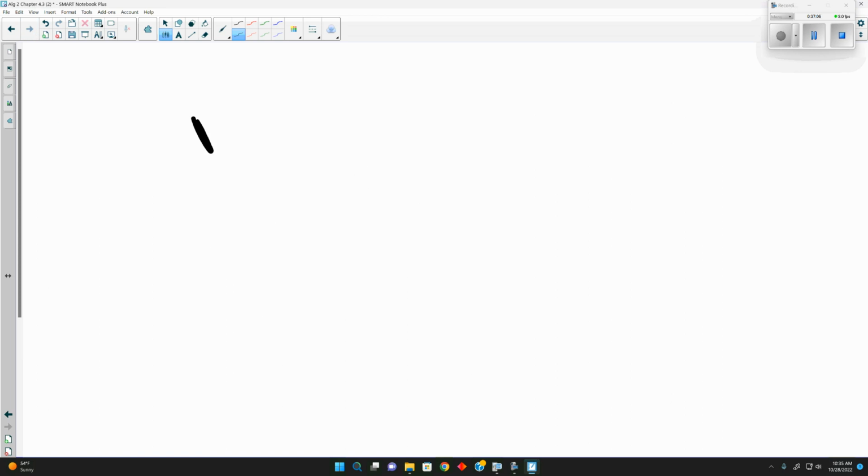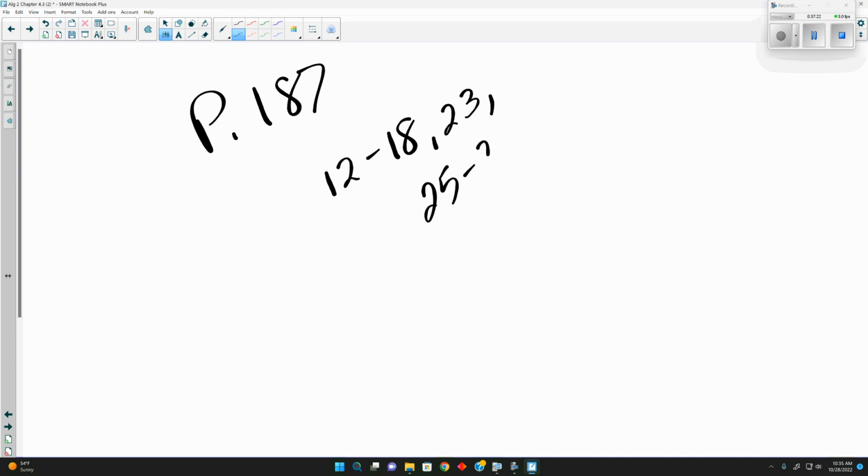So, page 187, 18 through 23, 25 through 28.